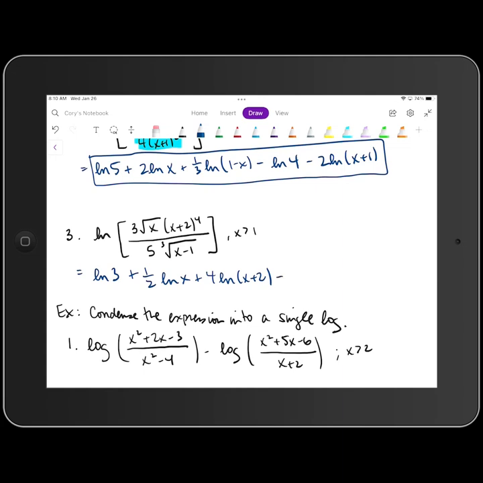And then we're going to subtract the natural log of each factor in our denominator. So that's going to be minus the natural log of 5, minus the natural log of the cube root of x minus 1, which is x minus 1 to the 1/3 power. So we can pull 1/3 out front as a factor. So it's 1/3 the natural log of x minus 1.